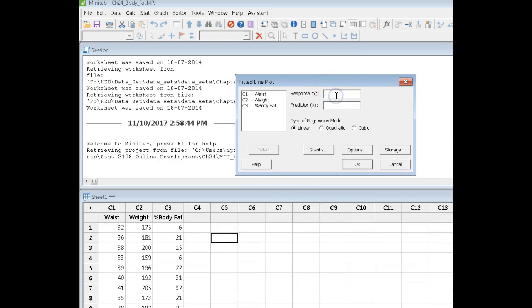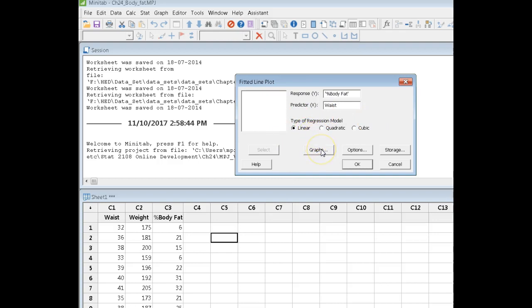Now Minitab prompts us for the response. The response is your Y variable, and on our Y-axis we've got body fat, and we're going to be trying to predict somebody's percent body fat based on the measurement of their waist. So waist is used as a predictor variable. In this course we are only interested in linear models, but you could use Minitab to tell whether your relationship is quadratic or cubic, but we're only interested in linear.